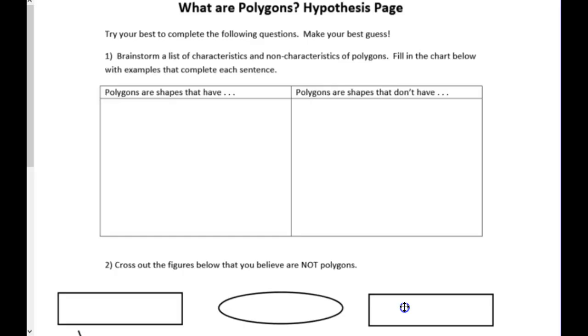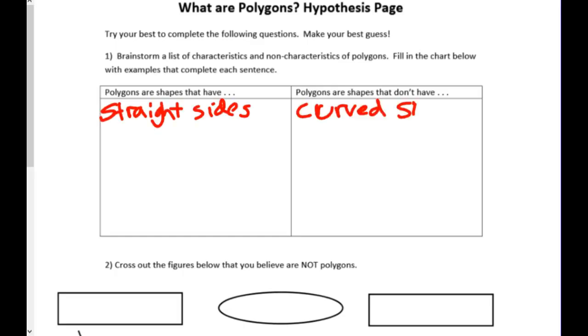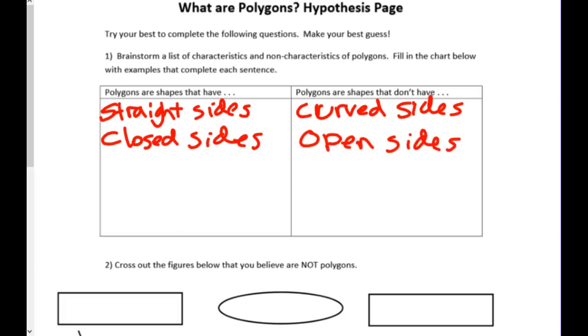So let's go ahead and fill that in right here, okay? So there it is on both sides. So polygons have straight sides, they do not have curved sides. Polygons have closed sides, they do not have open sides, okay? So let's write that down for a second.